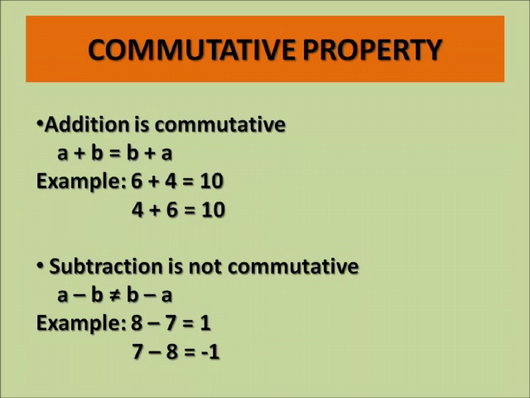Subtraction is not commutative. That is, if I have two integers a and b, then a minus b will not be equal to b minus a. For example, I have two integers 8 and 7. Then 8 minus 7 is equal to 1. But 7 minus 8 is equal to minus 1. So commutative property does not hold good for subtraction of integers.